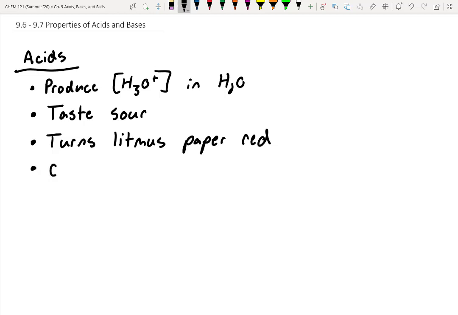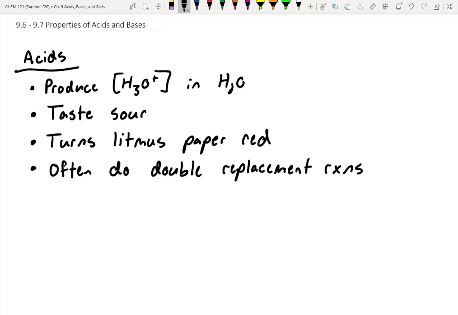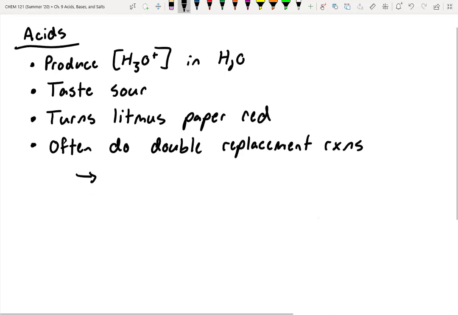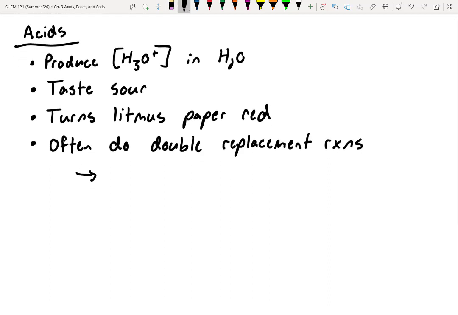And then the last one is what we're going to spend a little bit of time on. They often do what are called double displacement reactions. Or sorry, double replacement. Let's take a look at a couple of these. It doesn't do it with all compounds, but it'll do it with a number of them.